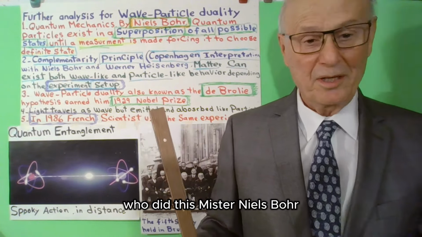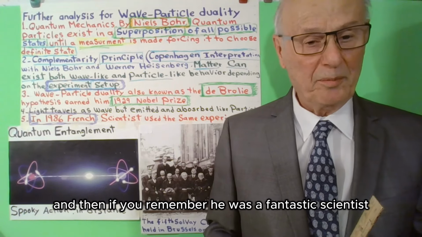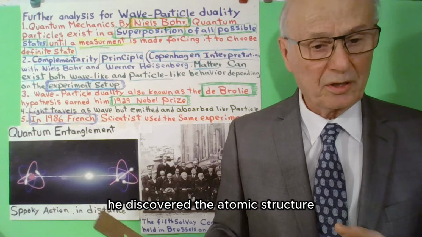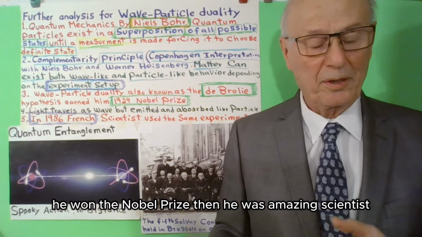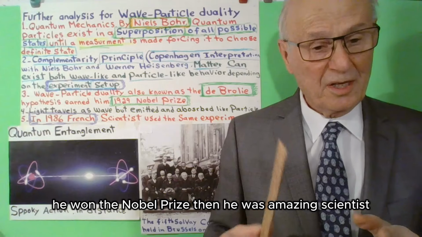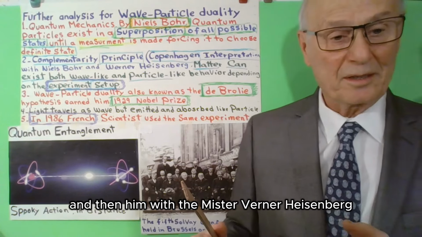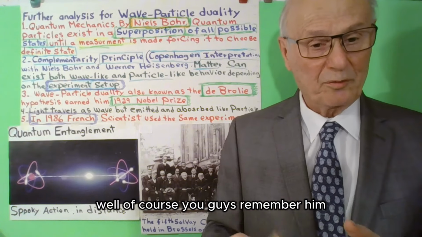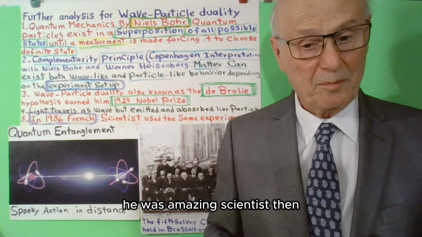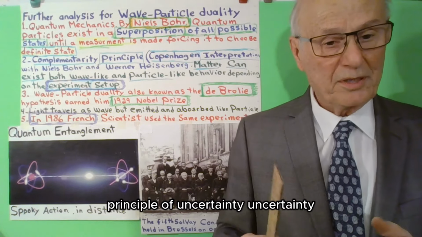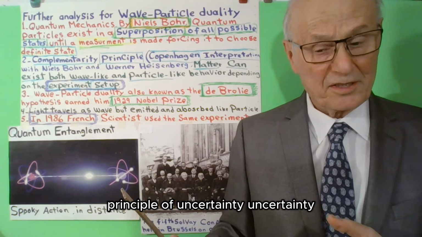Who did this? Mr. Niels Bohr, and if you remember, he was a fantastic scientist. He discovered the atomic structure. He won the Nobel Prize. Then him with Mr. Werner Heisenberg. Well, of course, you guys remember him. He was an amazing scientist. He was the one who came up with the principle of uncertainty.